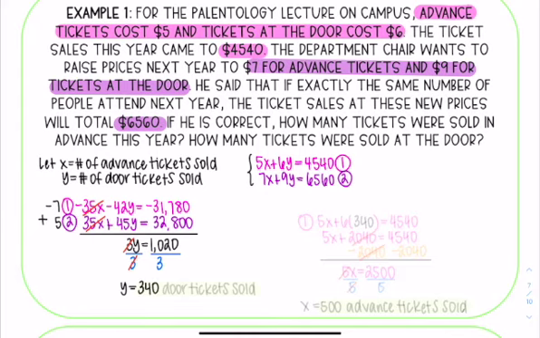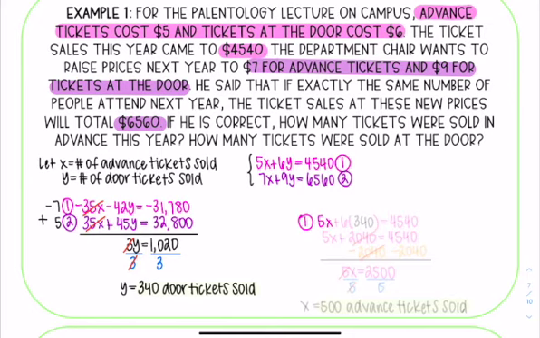Now remember, y is equal to the number of door tickets sold. So that means there were 340 tickets sold at the door, or door tickets, however you want to write it. We still need to figure out x, because I want to know how many were sold in advance. So we can plug into equation 1 or equation 2, it does not matter. I am going to plug into equation number 1, since the numbers are a little bit smaller.